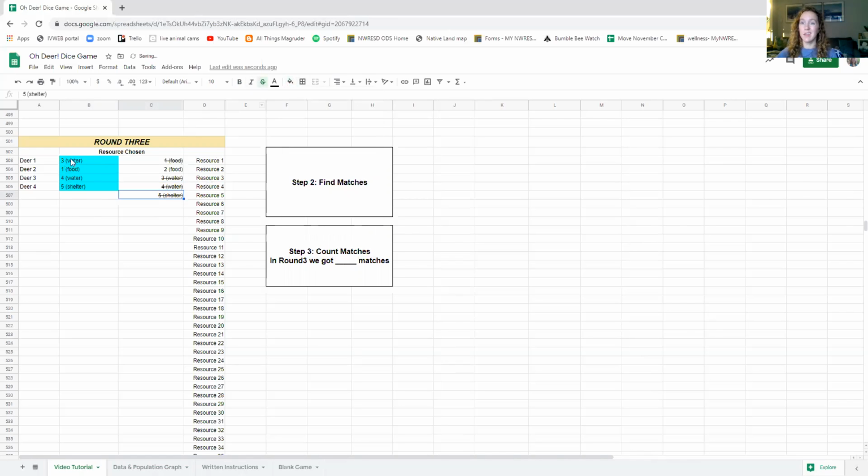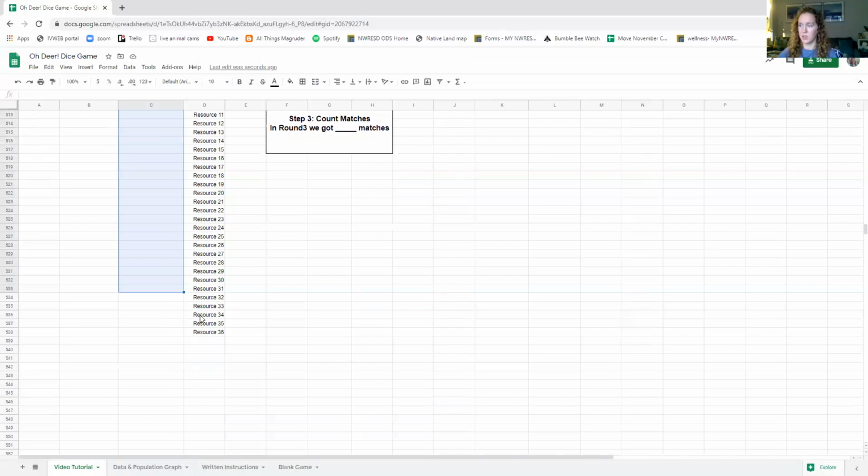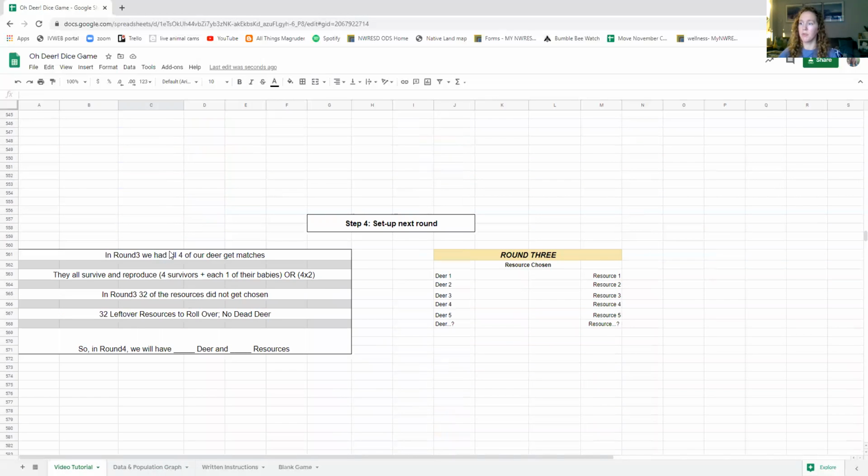So in this ecosystem, in our round 3 ecosystem, not that many deer, a ton of resources. That means all of those deer are getting their needs met. They're gonna reproduce, and we have a lot of leftover resources to feed the herd in the next round. So count them up, 1, 2, 3, 4 matches, and a ton of leftover resources, all right? Round 3, all 4 of our deer get matches. 4 times 2, going into round 4, we will have 8 deer.